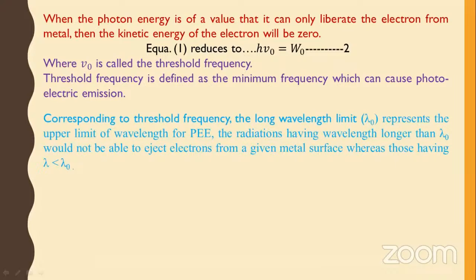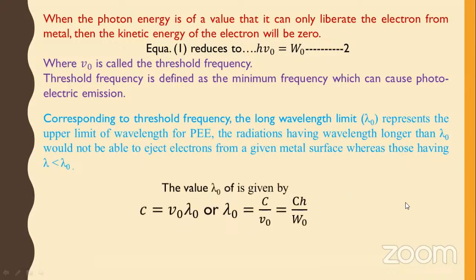Another case is the threshold frequency for the long wavelength limit, which represents the upper limit of the wavelength for the photoelectric effect. Radiation having a wavelength longer than lambda naught would not be able to eject an electron from the given metal surface, whereas radiation with lambda less than lambda naught can. So what do we say lambda naught is? The long wavelength, which is nothing but the upper limit of the wavelength.